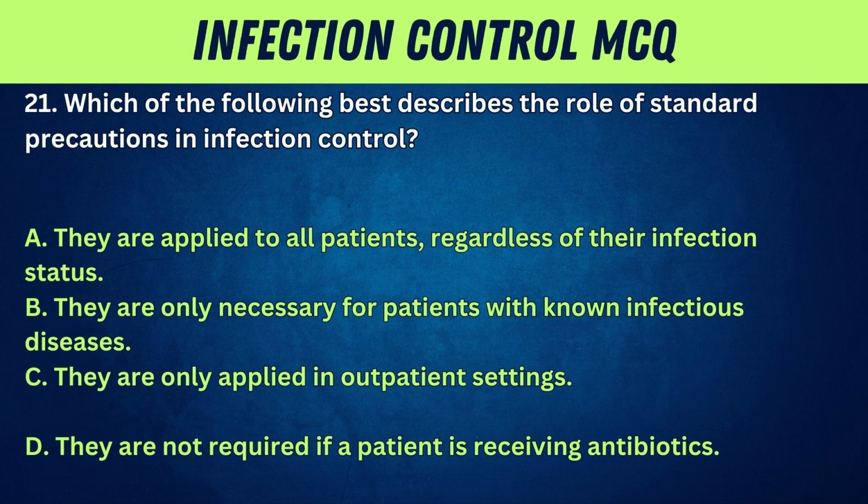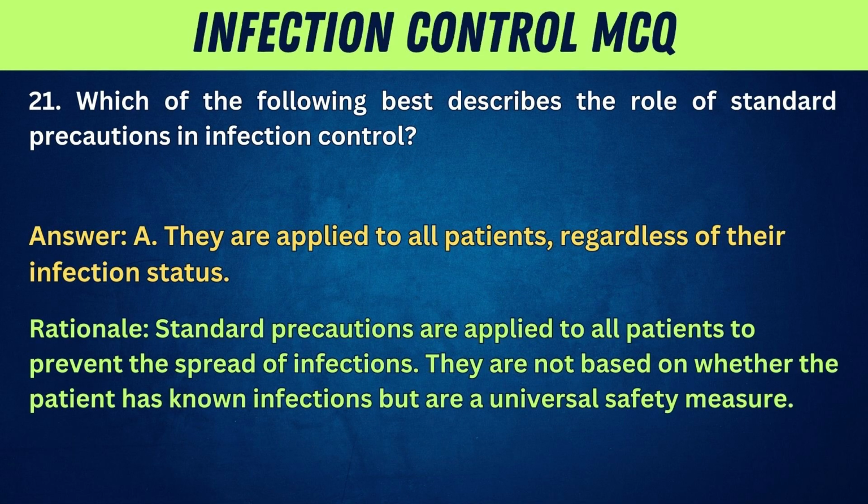21. Which of the following best describes the role of standard precautions in infection control? A. They are applied to all patients, regardless of their infection status. B. They are only necessary for patients with known infectious diseases. C. They are only applied in outpatient settings. D. They are not required if a patient is receiving antibiotics. Answer: A. They are applied to all patients, regardless of their infection status. Rationale: standard precautions are applied to all patients to prevent the spread of infections. They are not based on whether the patient has known infections, but are a universal safety measure.